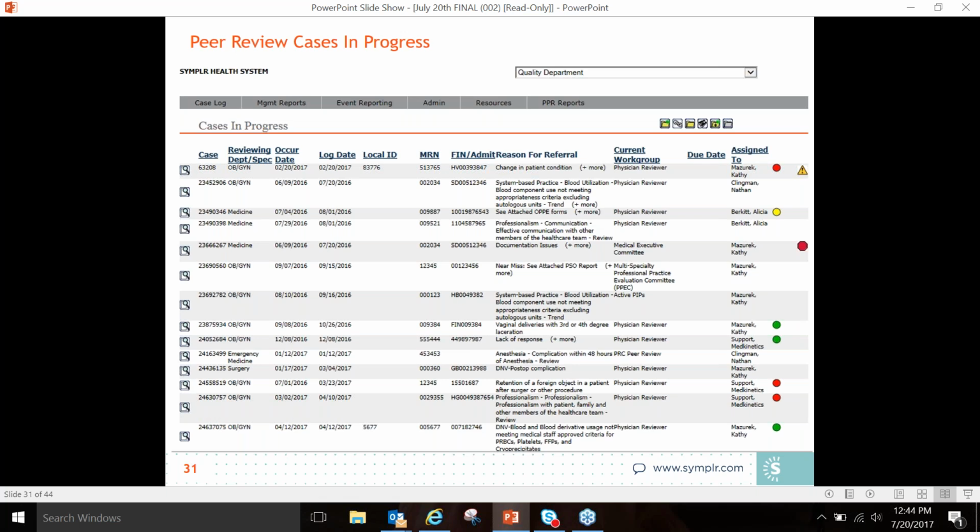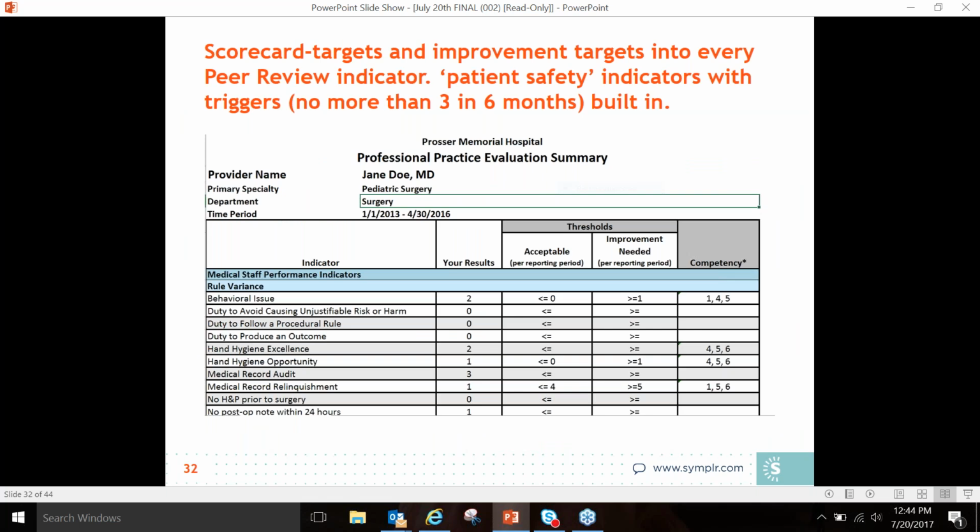If I'm your department chairperson and I log in with my user ID and password, you might just want me to see my cases here instead of everybody. So we can certainly configure it that way. And this is just an example of a scorecard. We're able now to take these targets and improvement targets into every peer review indicator.